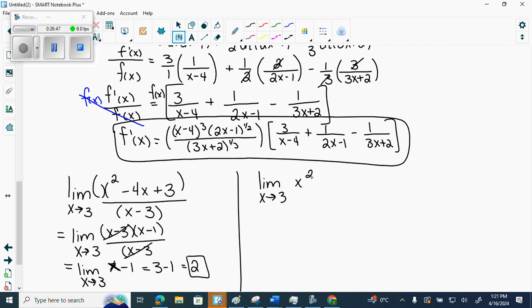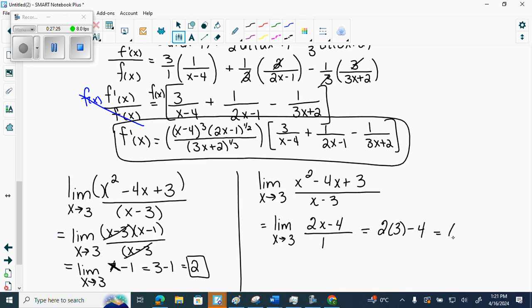Now, I have the original, which is x squared minus 4x plus 3, over x minus 3. So I am going to differentiate the numerator. What is the derivative of x squared minus 4x plus 3? 2x minus 4. Cool. What's the derivative of the denominator? 1. Is my problem gone now? Yes. So can I fill it in now? Yep. 2 times 3 minus 4 is? 6 minus 4, which is 2. Same answer.